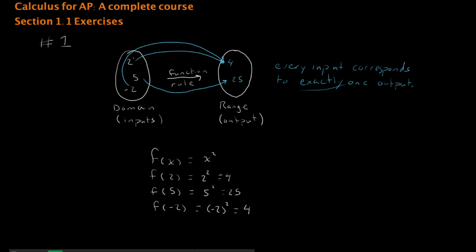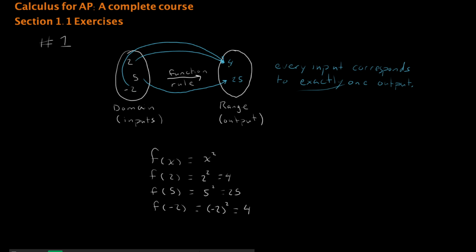So is it true that 2 only has an output of 4? Well, according to this function rule, 2 squared will always be 4. It can't be anything else, right? So we have an input that only results in one output. -2 is another input, a different input, that also results in exactly one output that just happens to be the same as the previous one. It also yields an output of 4. But it's still the case that this input, -2, yields exactly one output of 4.